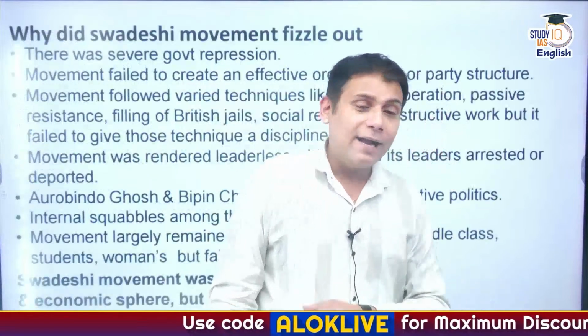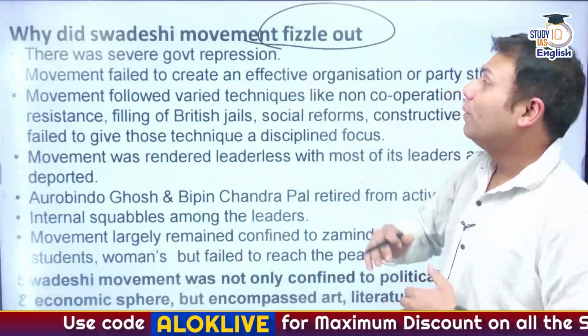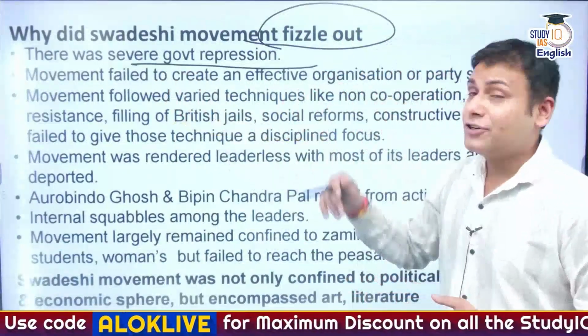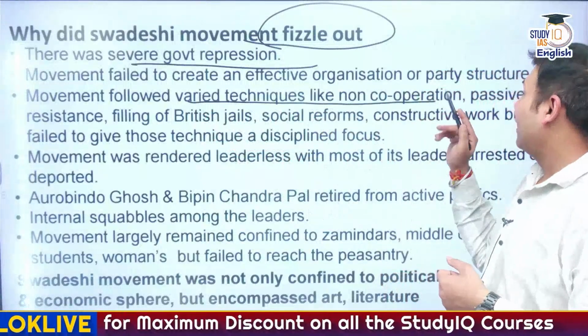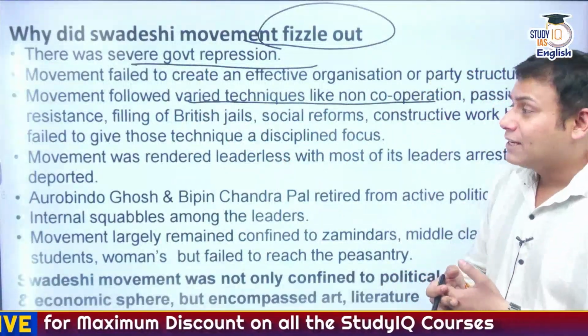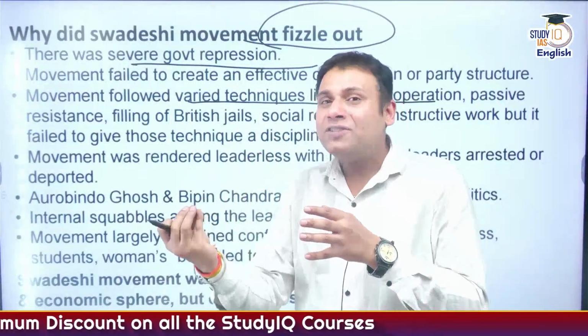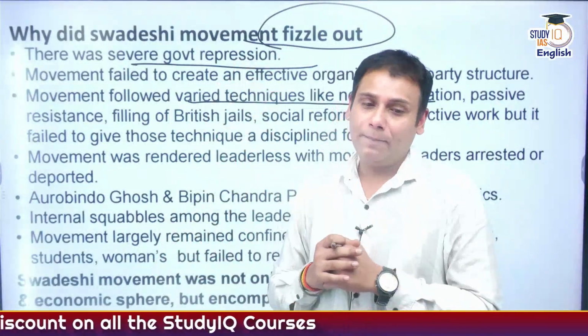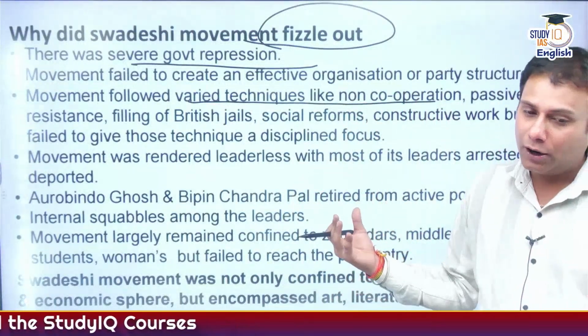Also, the points are clear, guys. So it is mentioned in quite depth and detail. Why did the movement fizzle out? Severe government repression, as we have discussed. Okay. The movement followed different techniques like non-cooperation and passive resistance. But later on, it is believed that there was no major central leadership for the movement. Correct? Major leaders got arrested and so on.